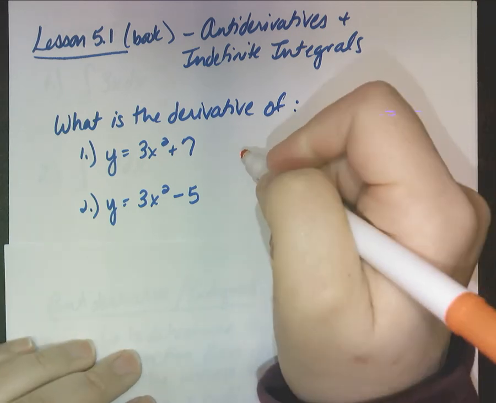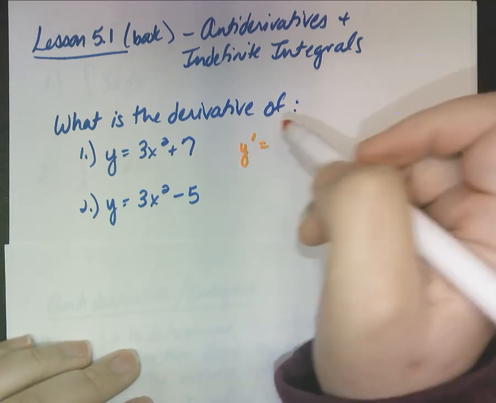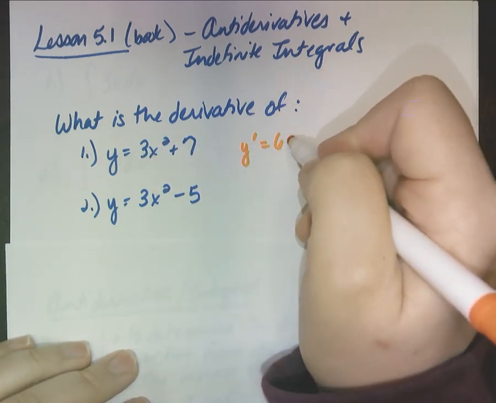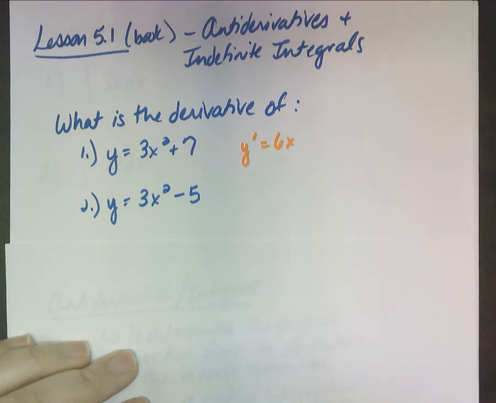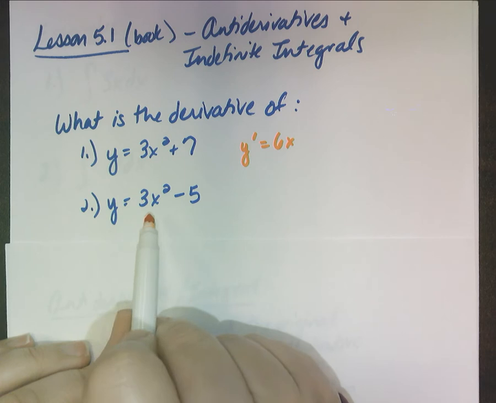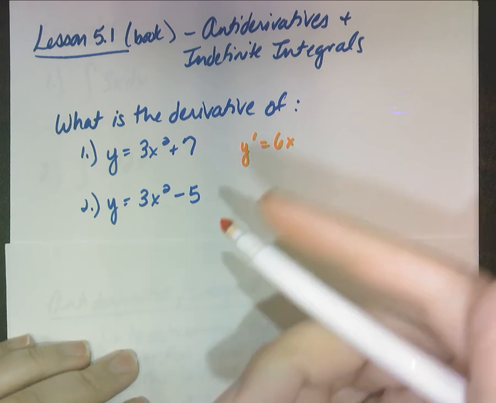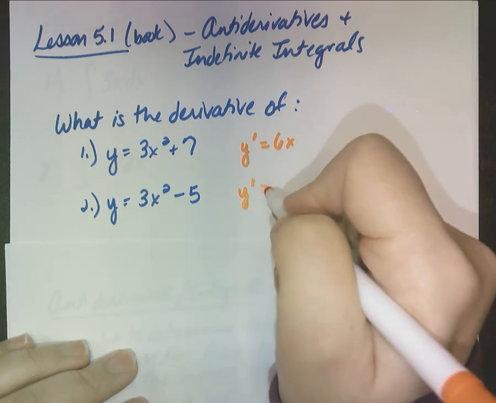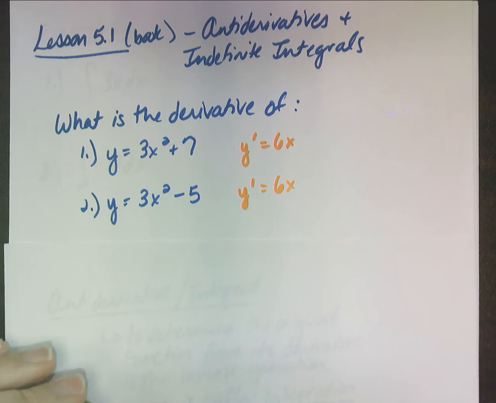If you said, oh, Mrs. Seta, the derivative of that is 6x. Yeah, very good. All right, what about this one? What's the derivative of 3x squared minus 5? Also 6x. Interesting.